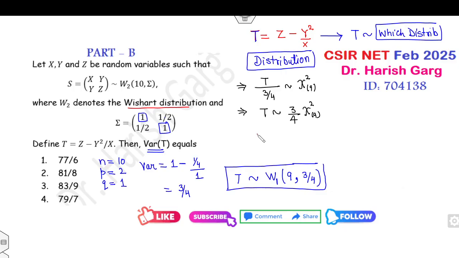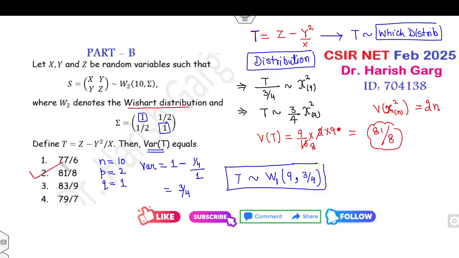Now can you find the variance of T? I think that's it. It is 9 over 16. What is the variance of chi-square n? The variance of chi-square n is 2 into n. So 2 into 9. So that 2 will be cancelled out. So it is 81 divided by 8, which is the right answer of this problem. Always remember students, your target is to find the distribution.